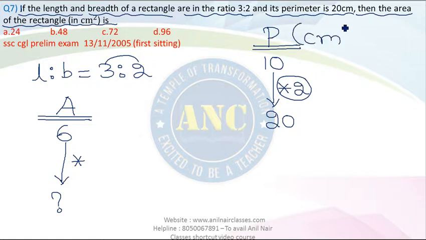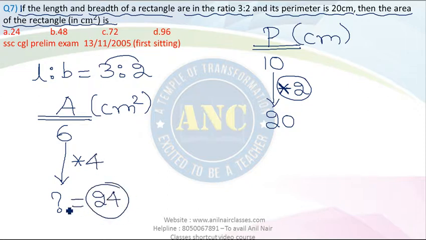Perimeter is in centimeter. Area is in centimeter square. That means whatever multiplying factor you have multiplied for perimeter as 2, area should be multiplied by 2 square, or in other words it is 4. So 6 into 4 is 24. These all will look like very easy questions, but it will be even easier for you if you solve in the methodology which I am teaching you right now, sir.